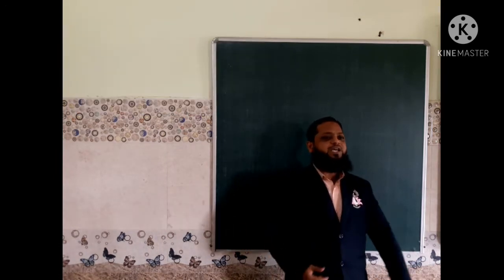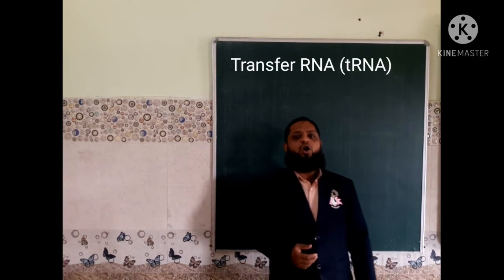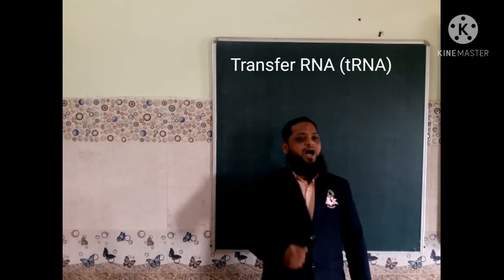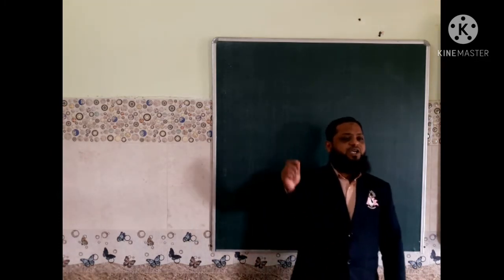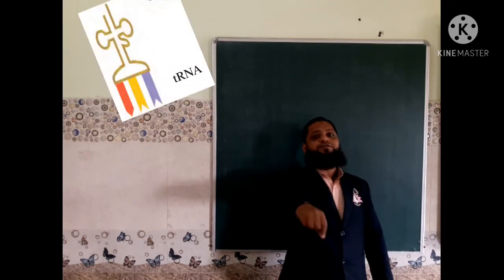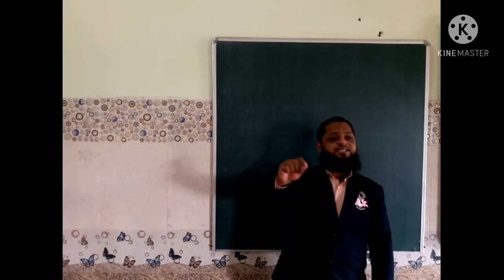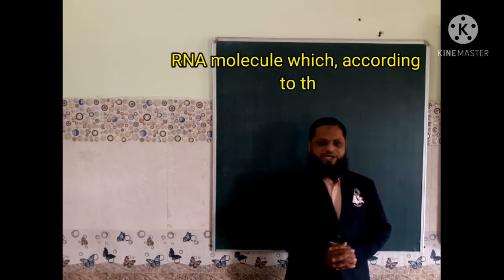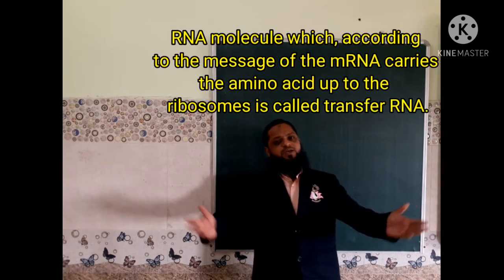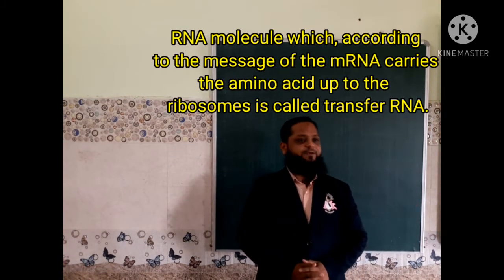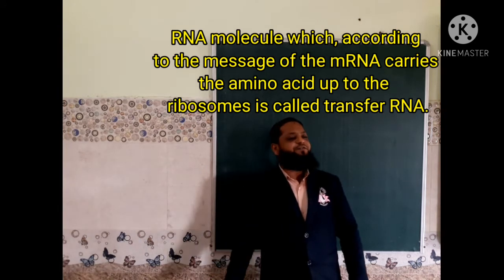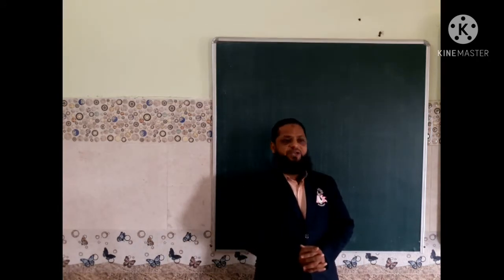Third one is transfer RNA or tRNA. The RNA molecule which, according to the message of the mRNA, carries the amino acid up to the ribosome is said to be the transfer RNA. This is all about the different types of RNA.